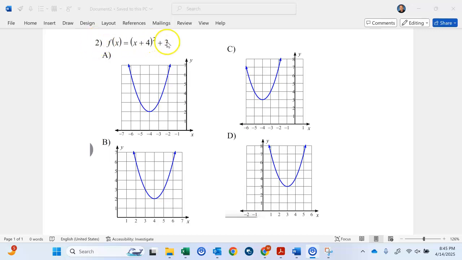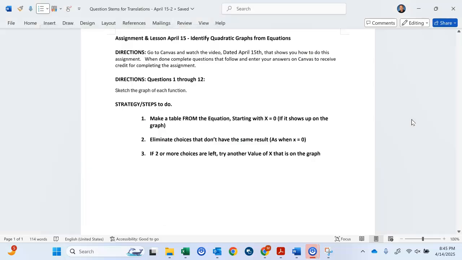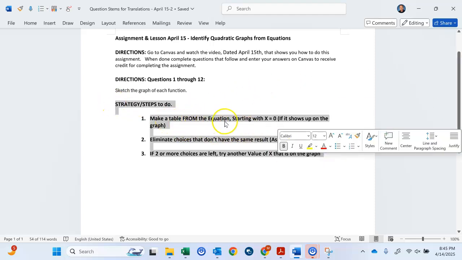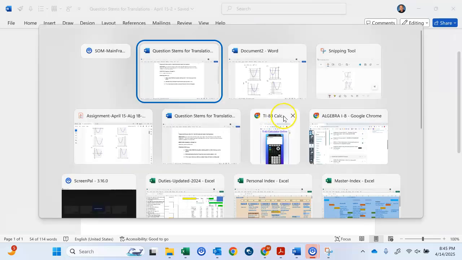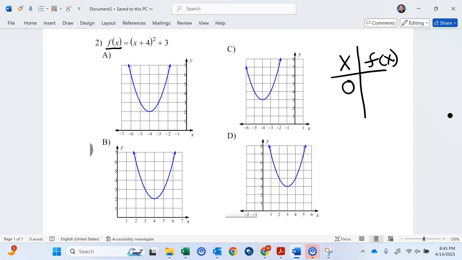Okay. And basically, the process is the same, okay? So if we go back over here, it's the same process. So if you want to review that, you can. But again, we're going to make a table and we're going to start with 0, okay? So let's see what we get over here. So I get a table x and then f of x, start with 0. I put it in there. So we get, let's see, the first one is 0 and then plus 4.